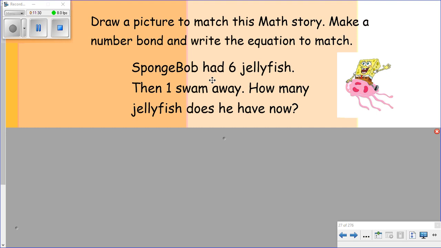So look at this story. I made it be about a cartoon character. SpongeBob had 6 jellyfish. Then 1 swam away. How many jellyfish does he have now? So you can draw SpongeBob and the jellyfish as best as you can. 6 is our starting number. If 1 were to swim away, that means you put an X on it in your picture. Your picture should include all 6 jellyfish. And then the X is on the 1 that we're pretending swims away. You need to then include an equation and a number bond that will match this story.